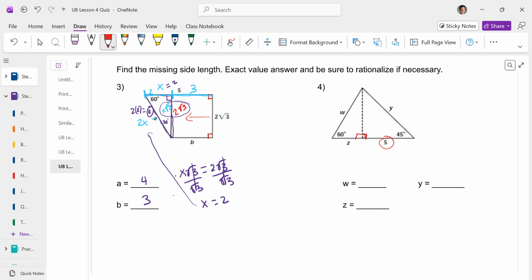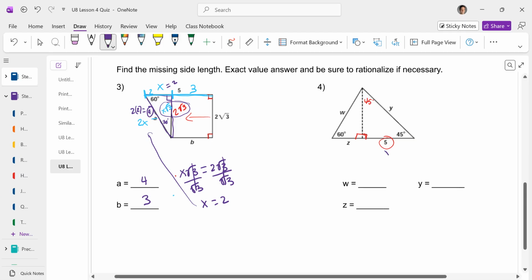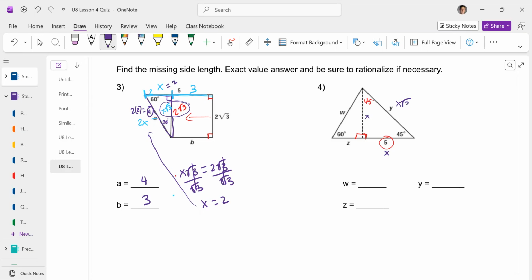So I notice it's a right angle here. I have a 45 here, which means it's got to be 45 over here. All these angles have to add to 180. And the other thing I know that we've done a few times is that I have x, x, and x root 2.